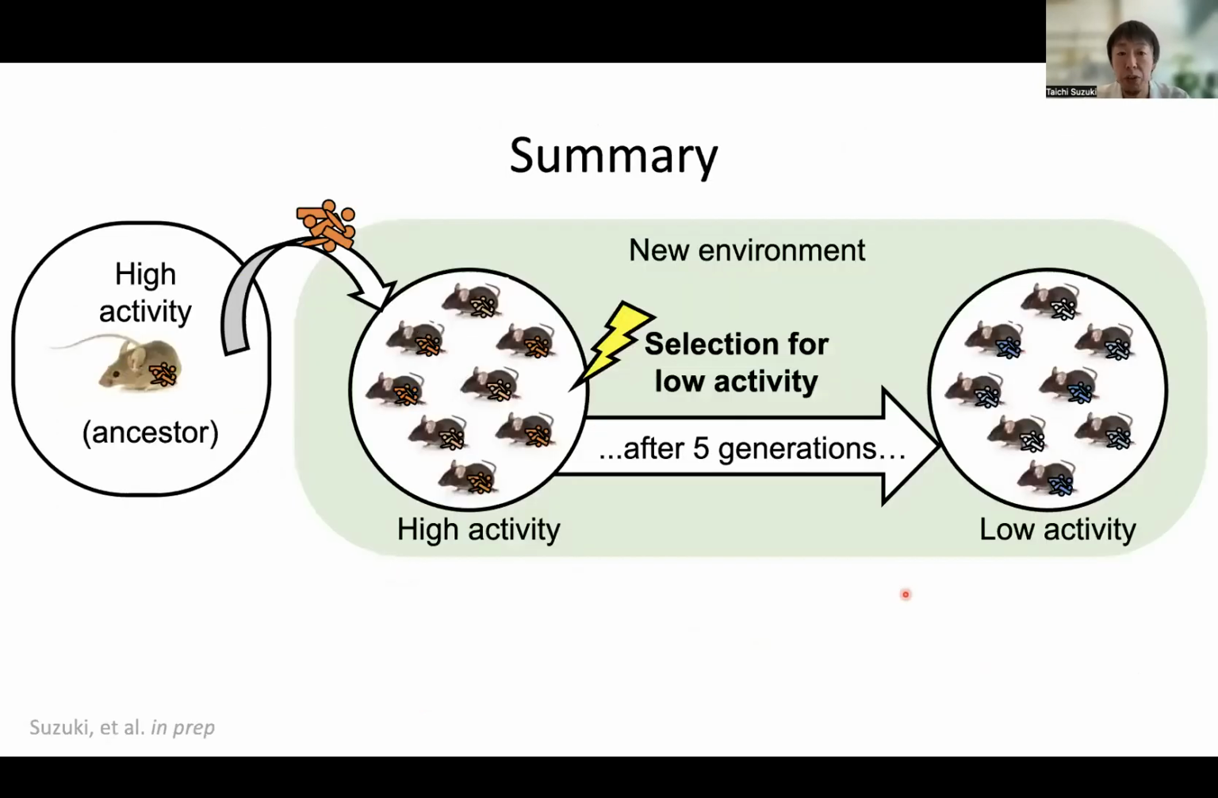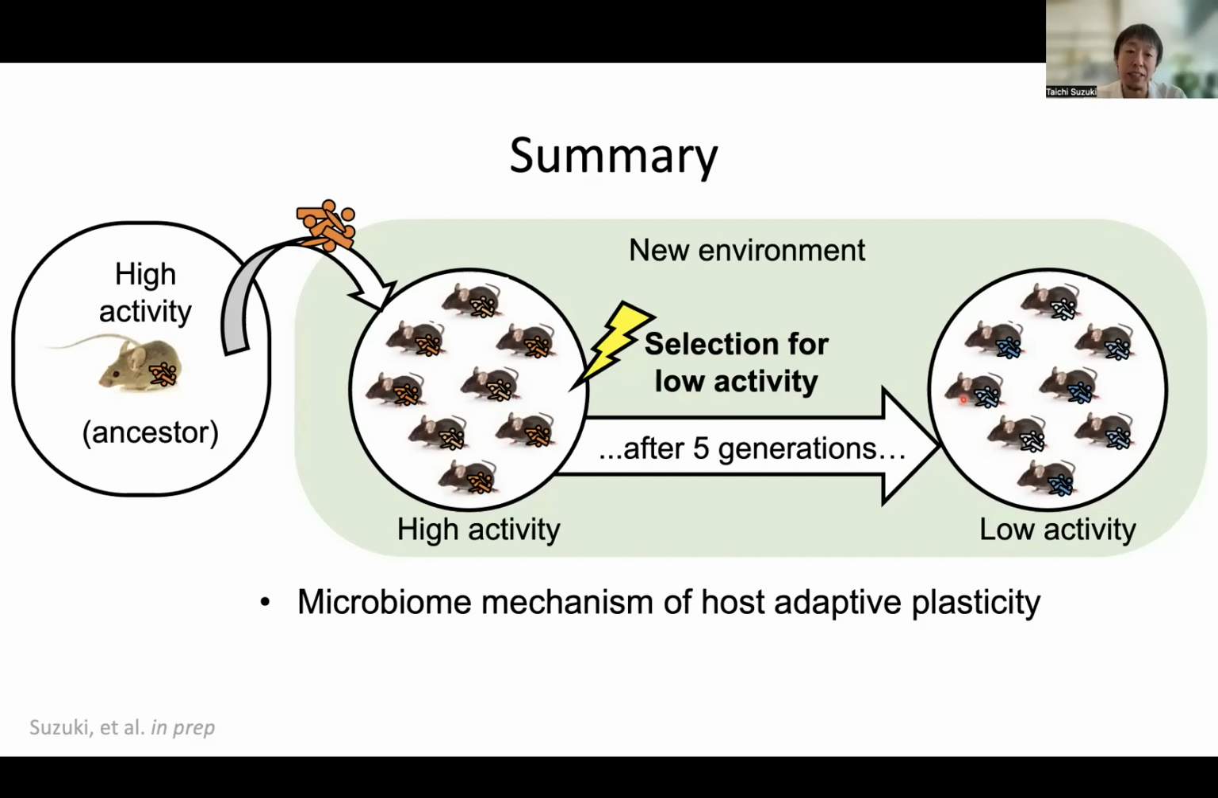So in summary, what I showed you today is that mice that show high activity coming to a new environment where there's a selection for low activity, within 5 generations, these animals can shift the trait in response to selection through the microbiome without any changes in the host genome. So I think this is pretty significant, as it provides a novel microbiome mechanism of host adaptive plasticity, which can be transmitted across generations and also within generation through horizontal transmission. So this is a bit of a Lamarckian mechanism.